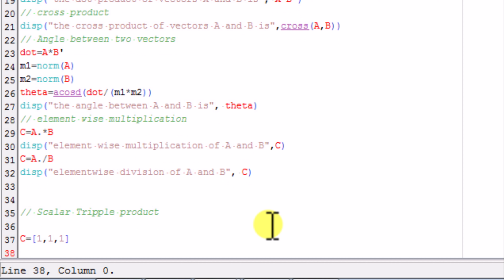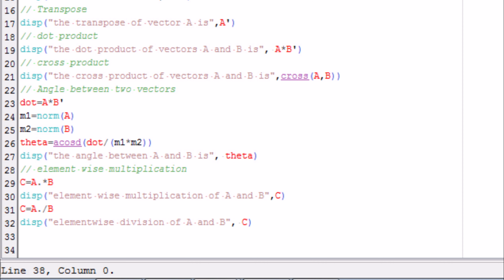Now in order to calculate the scalar triple product, first we will calculate the cross product of two vectors, say a and b, and then take the dot product of this cross product with the third vector c. As you can see, we have already calculated the cross product, which is given by this command, so we just copy paste this cross product of a and b.